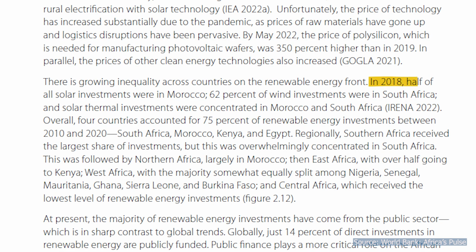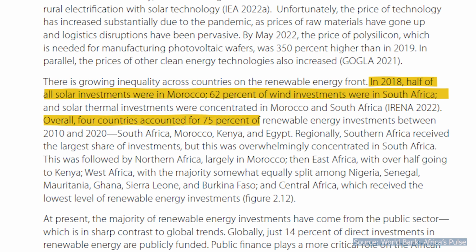Of course, they can't be equal, but could you imagine that in 2018, half of all solar investments were in Morocco, and 62% of wind investments were in South Africa. Overall, 4 countries accounted for 75% of renewable energy investments between 2010 and 2020, namely South Africa, Morocco, Kenya, and Egypt.